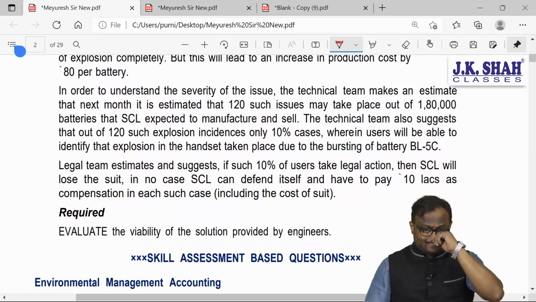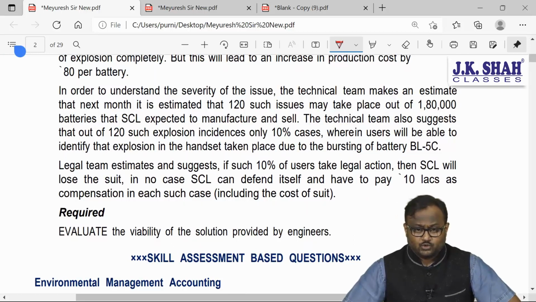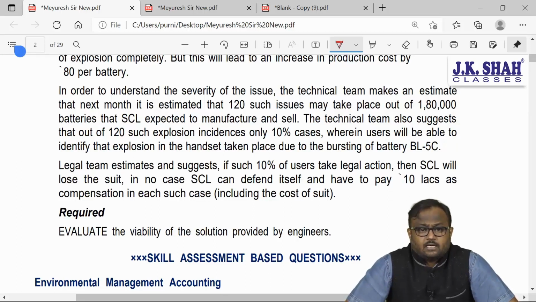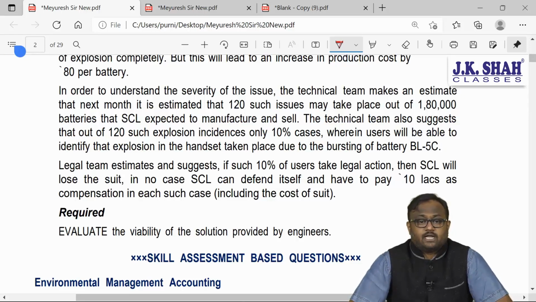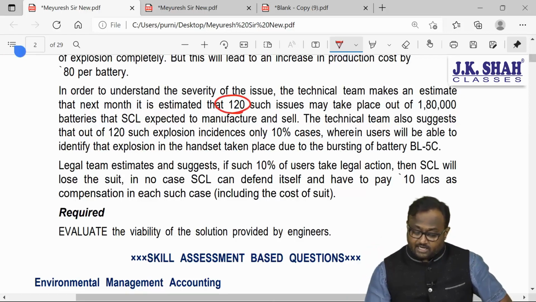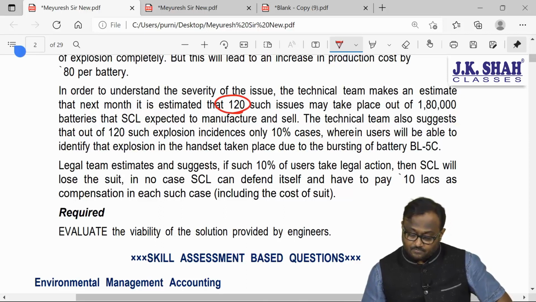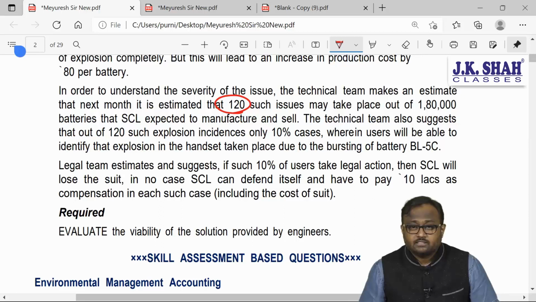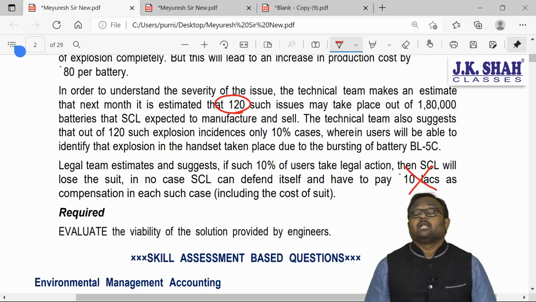The legal team estimates and suggests that if such 10% users take legal action, SCL will lose the suit, the company cannot defend itself, and I will have to pay 10 lakh rupees as compensation. Whoa. Out of 120 cases, if 10% realize, I'm going to lose 10 lakhs. Okay, I don't want this risk to be taken. I don't want to spend 10 lakhs.